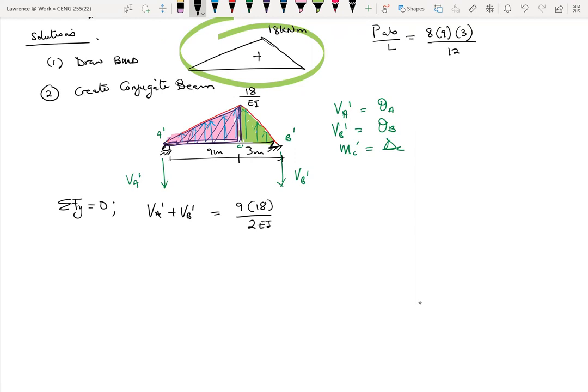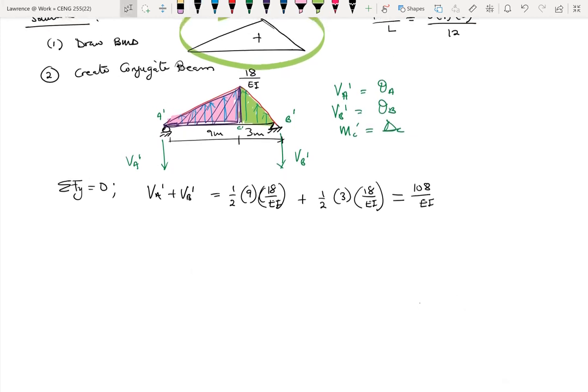All right. Well, let me do it this way. Half of 9 times 18 over EI. This makes much more sense. All right. Then plus the right side, again, half base of 3 times the height of 18 over EI. And then when we sum all of these up, okay, that should give us 108 over EI.